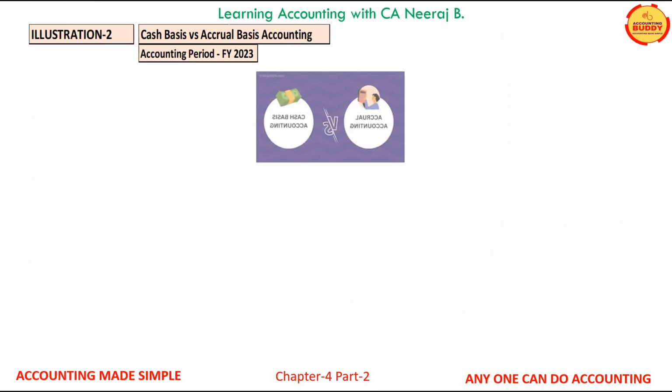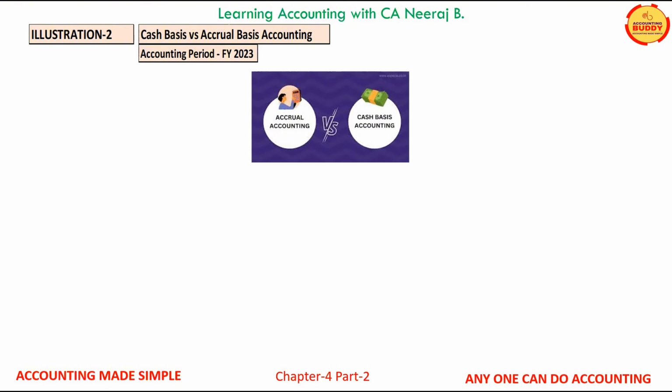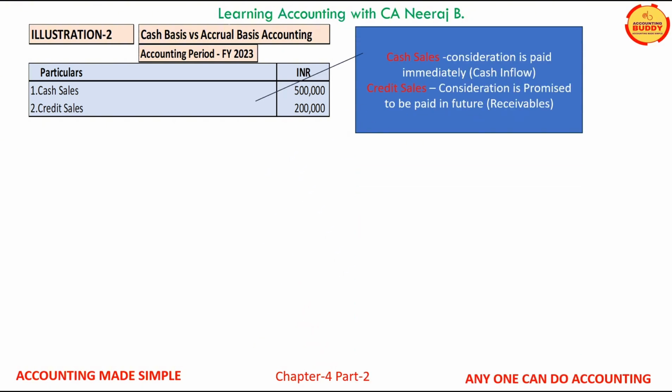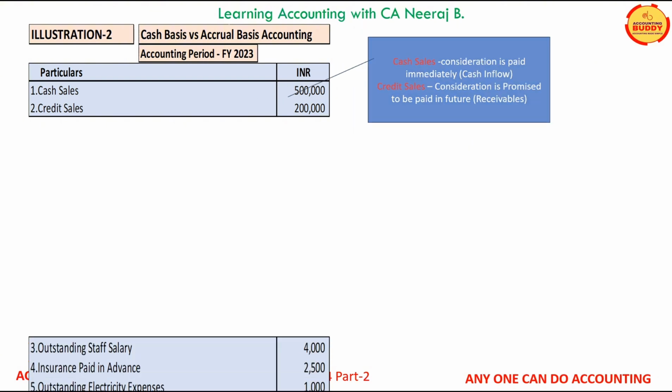Let us further strengthen our understanding of cash and accrual basis of accounting with another example. Cash and credit sales of a business is 500,000 and 200,000 respectively. I hope you remember what is cash sales and what is credit sales. Yes, cash sales is when money in exchange of goods and services is paid immediately, and credit sales is when it is promised to be paid in future.